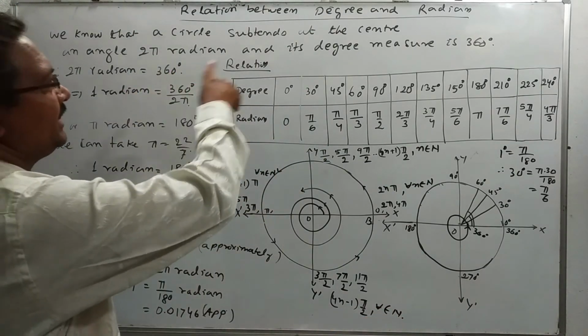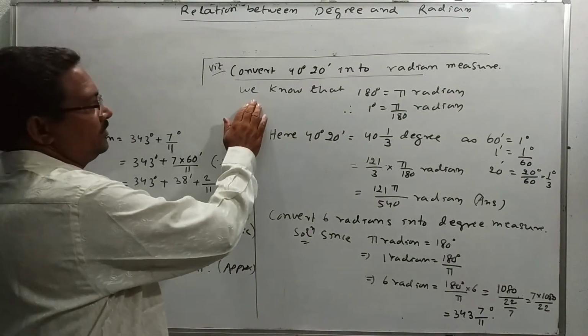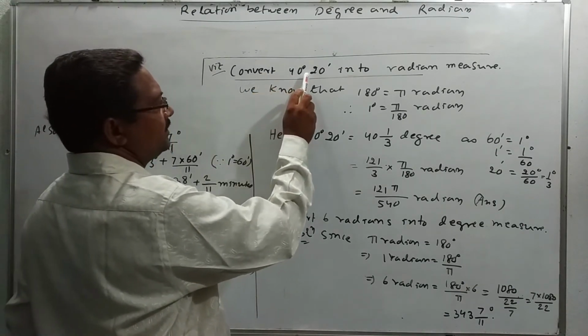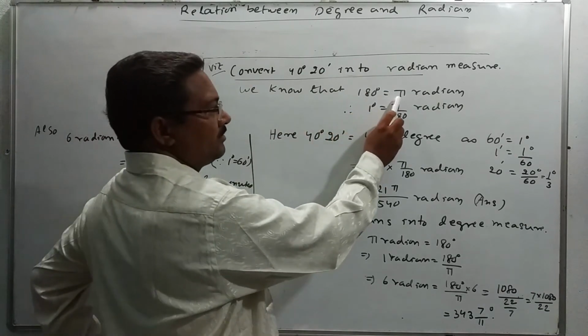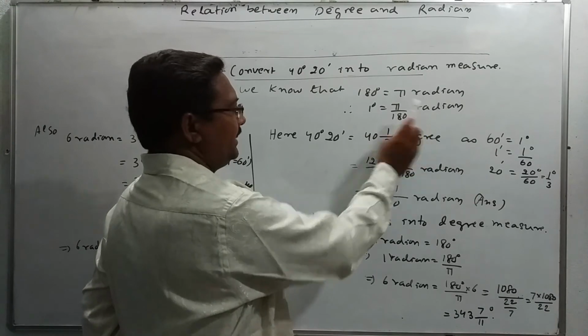This was the relation between the degree and radian measure. Now come to the example. Convert 40 degree 20 minutes into radian measure. We know that 180 degree equals pi radian. So 1 degree equals pi by 180 radian.